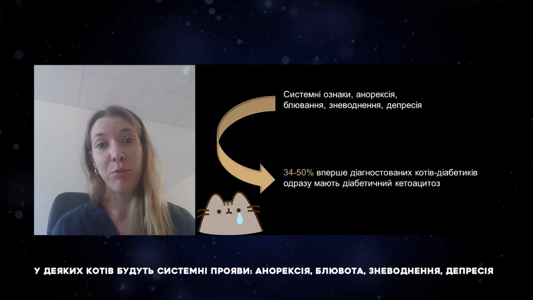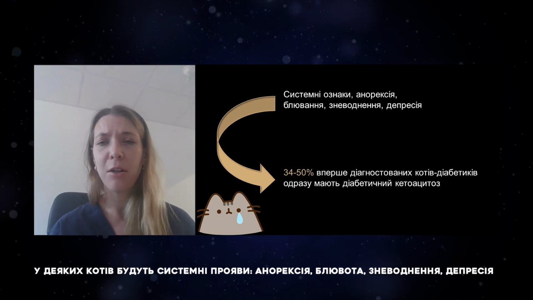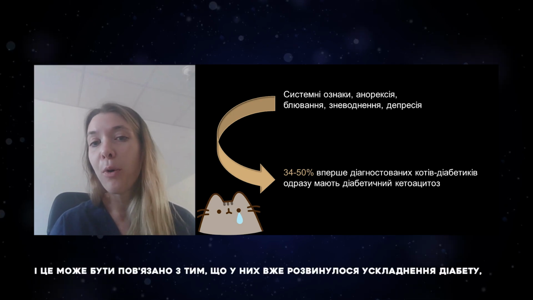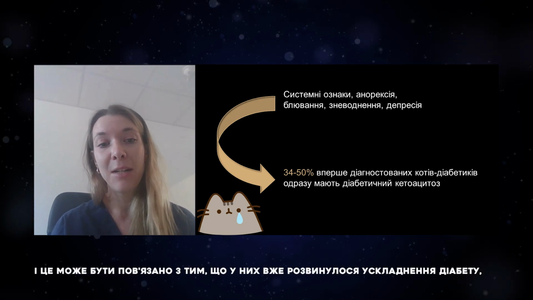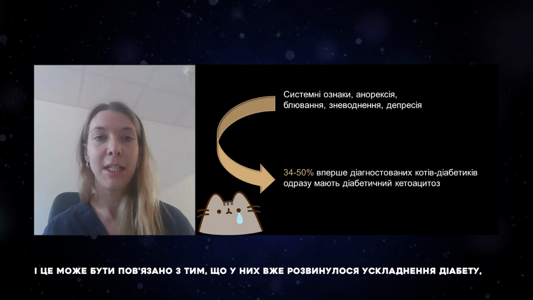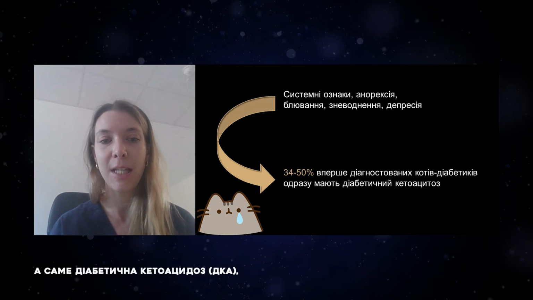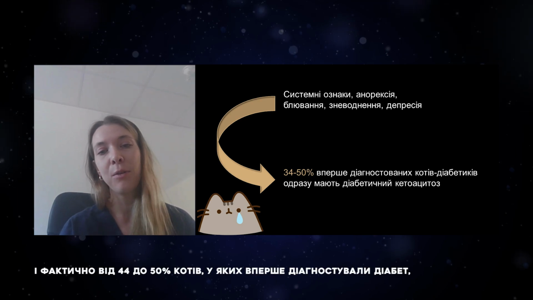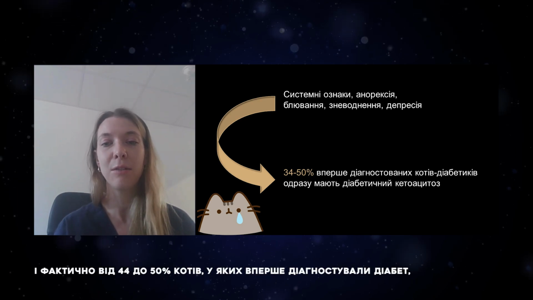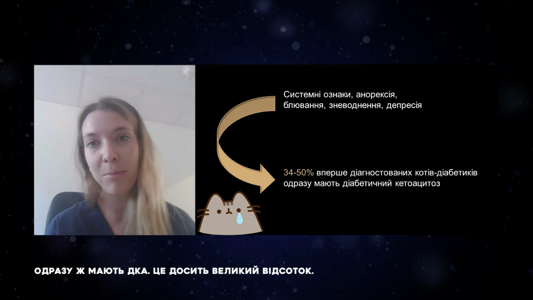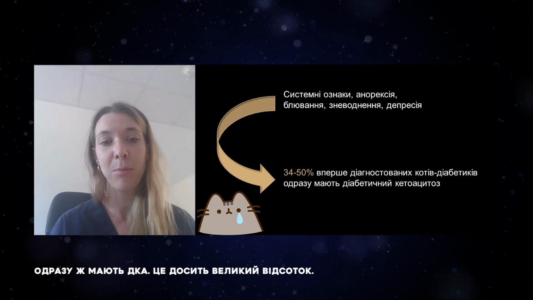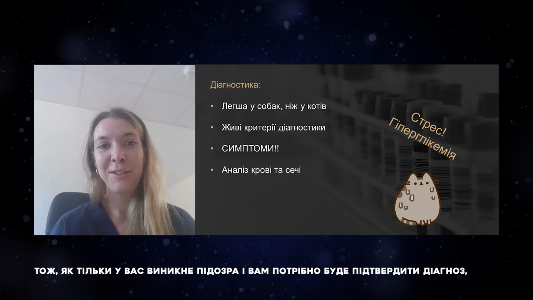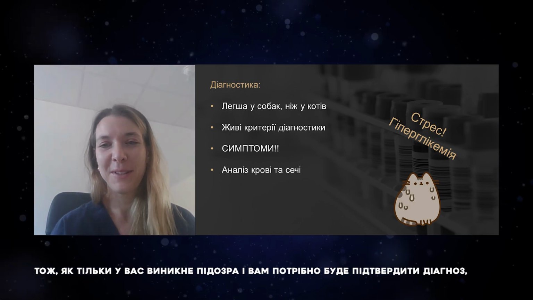Some cats will present with really systemic signs, anorexia, vomiting, dehydration, depression in a poor clinical state, and that might be because they already developed a complication of the diabetes, which is diabetic ketoacidosis, so DKA. And actually 34 to 50% of newly diagnosed diabetic cats do present immediately with DKA. So that's quite a big percentage. So now, once you have a suspicion, you will need to confirm a diagnosis.